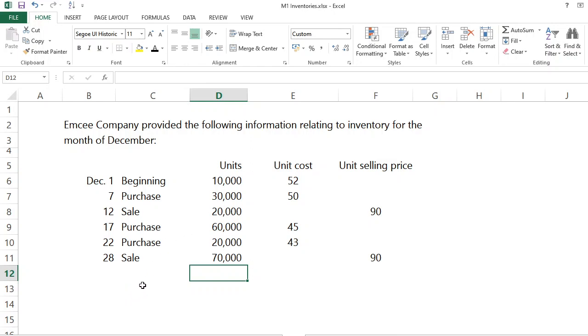So, mag-start ta by computing the inventory nga nabilin, the number of units. So, para sa kung giingon ka ganina, sige, diri na lang ako ibutang ha.